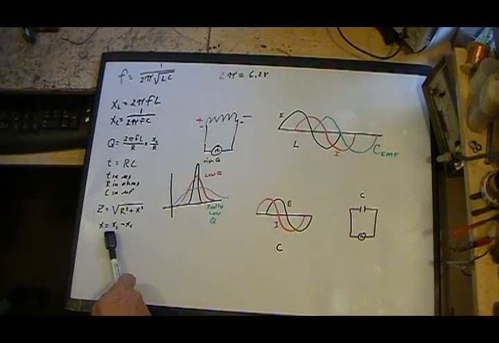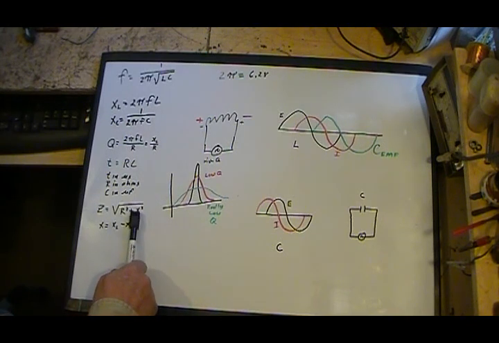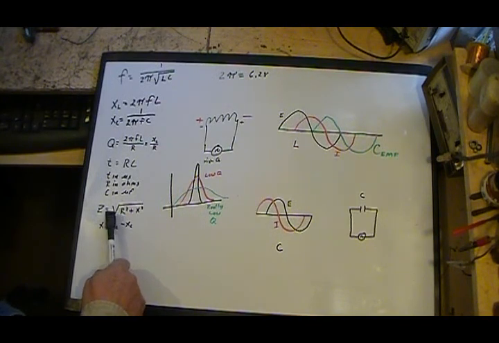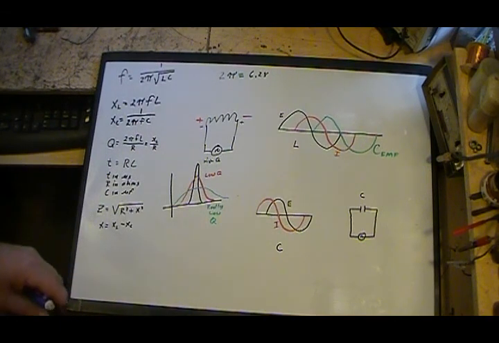So it's standard procedure that X sub C is negative and X sub L is positive. But you subtract these two, that gives you X, you square it, add it to the resistance that's in that circuit squared, and take the square root, and you get your total impedance.